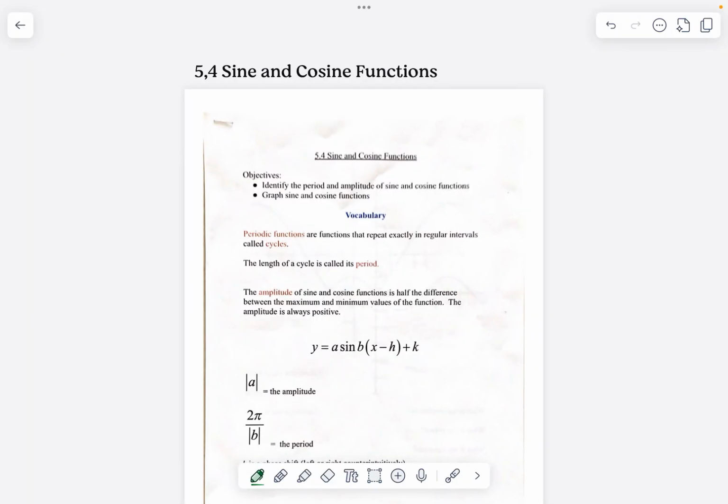All right, here we go. Today we are going to be learning about how to graph sine and cosine. What we're going to be looking at is the generic sine and generic cosine functions.